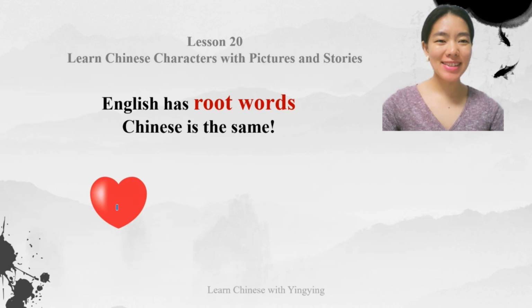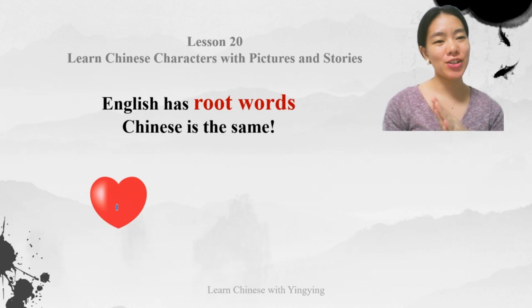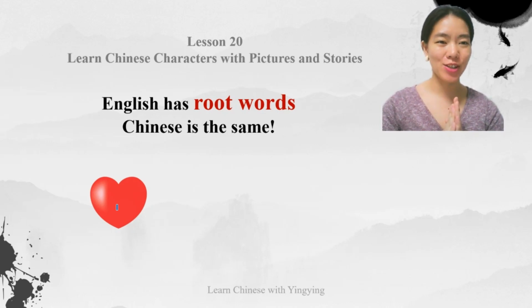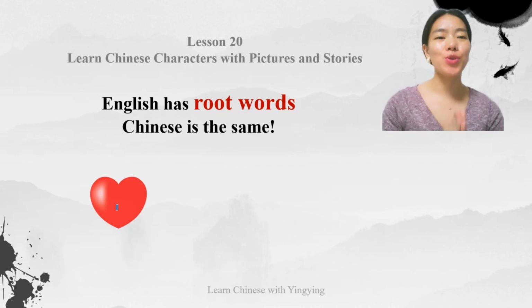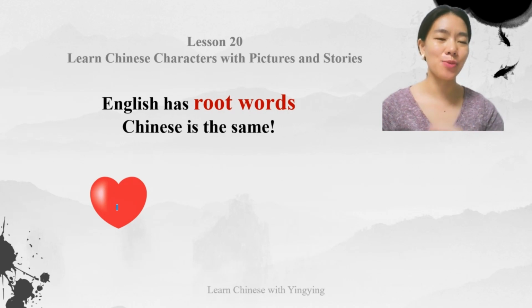This is our 20th lesson of the series Learn Chinese Characters with Pictures and Stories. In this lesson, we are going to learn a super important tip, and it can double your effort in learning Chinese characters. Like English vocabulary has root words which hold the most basic information of a word, Chinese characters also have root words which hold the basic information of a word as well. So please stick to the end.